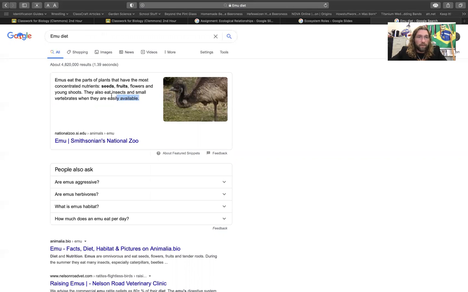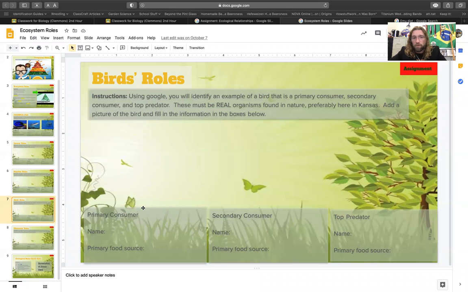And it looks like they are secondary consumers because they also eat insects and small vertebrates when possible. So it probably means they eat frogs and mice and stuff when they run in front of them. So this would not be an example of a primary consumer. And I just found out by typing in emu diet. I was going to use that emu, but now I can't. So that makes me want to use hummingbird instead. Okay, so that's this assignment. You've got to do one for mammals as well.